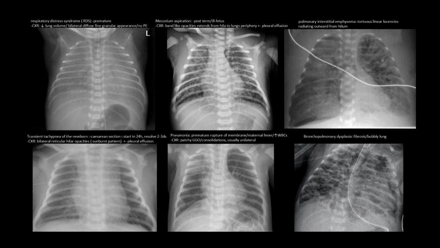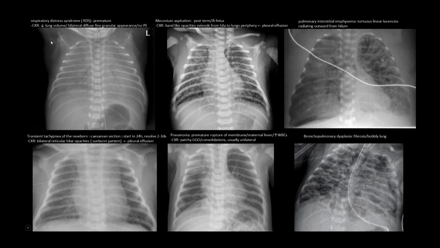So let us talk about neonatal chest X-ray and try to solve it in a systematic way. I know this is a busy spot, but I think this is the simplest way to do that. Now let us see what is the differential diagnosis of increased opacity in neonatal chest radiograph.